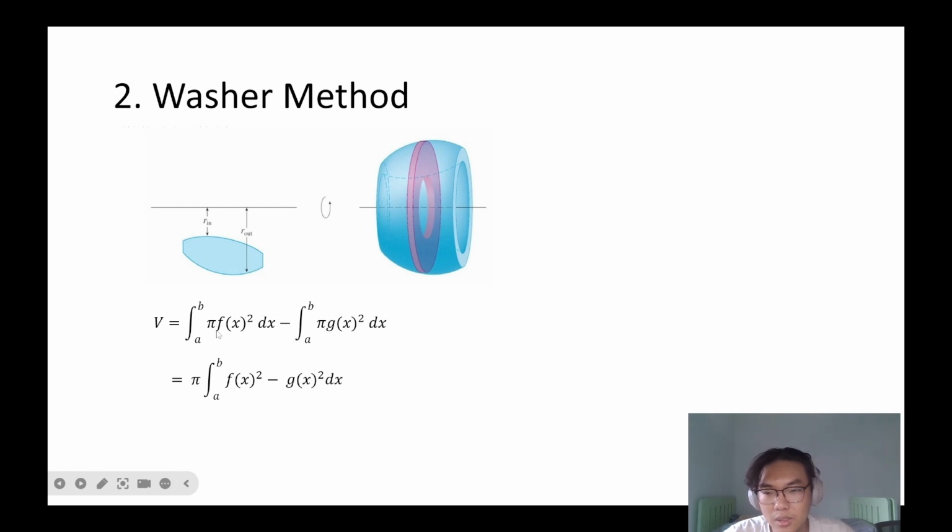So we use the disk method for f(x), and then subtract the disk method for g(x). Then we get the volume of the solid.